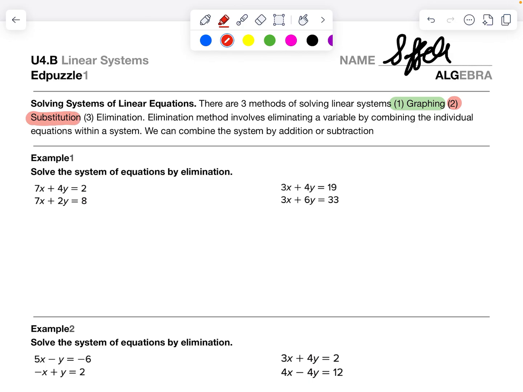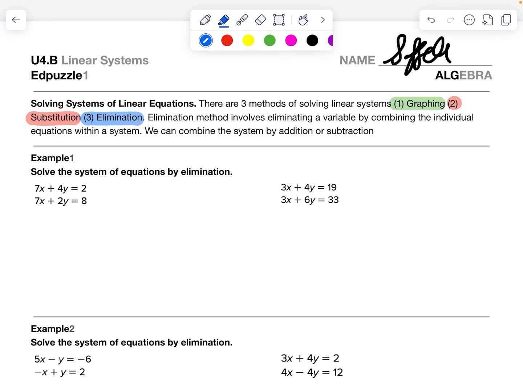Substitution is where you have a variable equal to an expression. You have a variable that's solved, y equals or x equals. And then you take that and you plug it into the other equation to go from two variables to one and to solve. Today, we are going to talk about elimination.